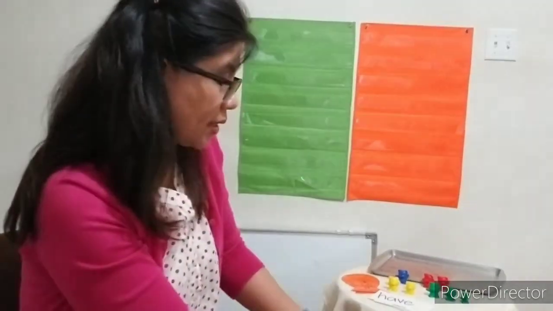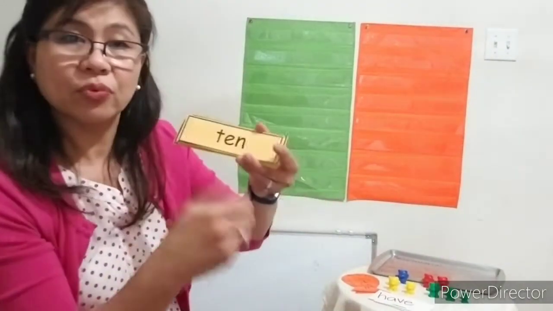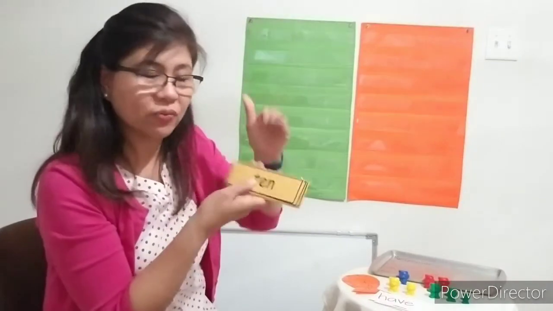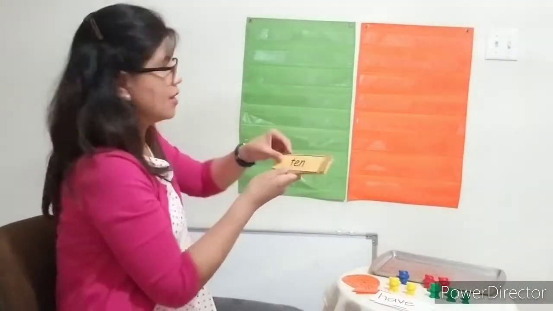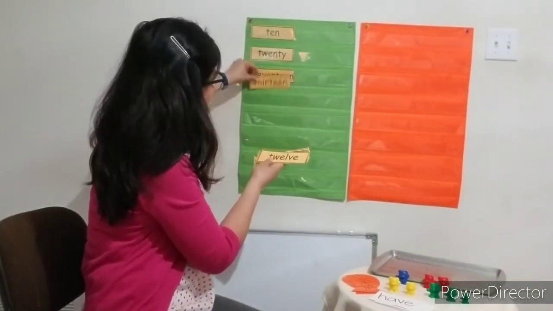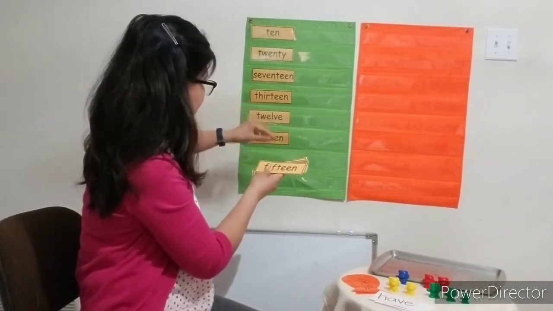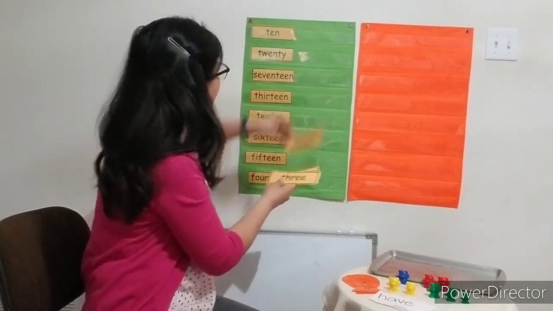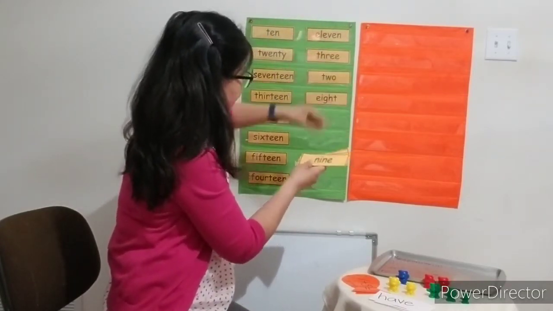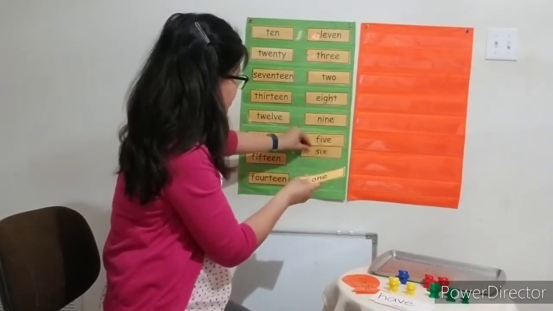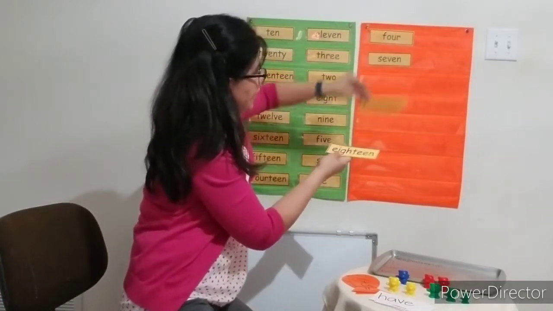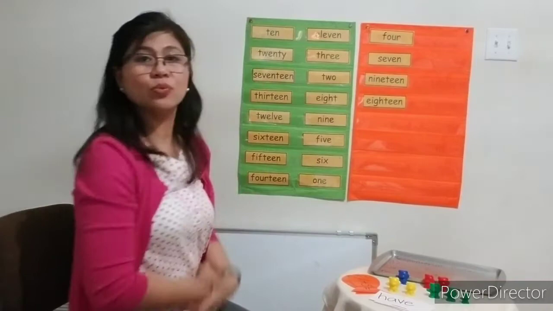Now, at home, you can get scratch papers and write the number words, okay? Let's write this again. You help me arrange these number words in order, from the least to the greatest. So this is 10, 20, 17, 13, 12, 16, 15, 14. This one says 11. This one says 3, 2, 8, 9, 5, 6, 1, 4, 7, 19, and 18. Now, which one comes first?